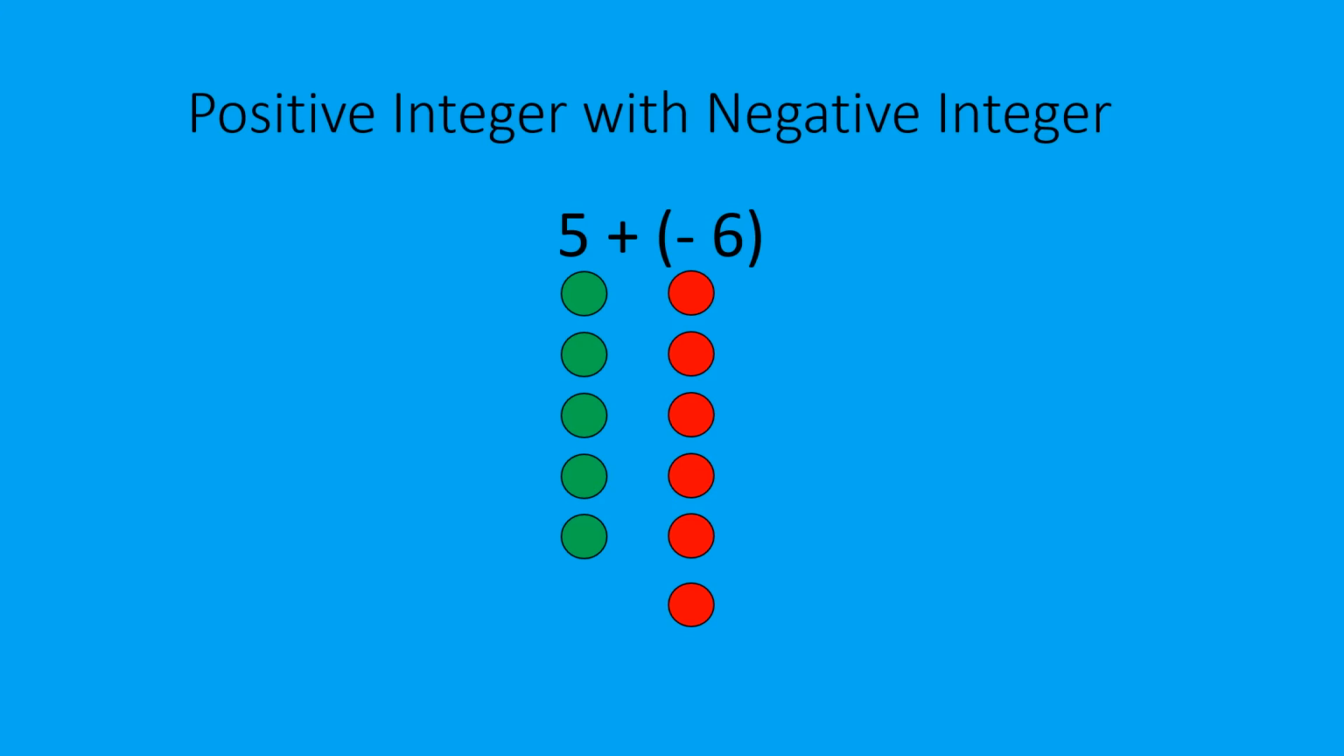Now when I have green and red together, they cancel out each other. So I am going to just pair them off and cancel them as they go. You can see that a set of 5 balls are cancelled out. I am left with just one red ball. So that means the answer is negative 1.